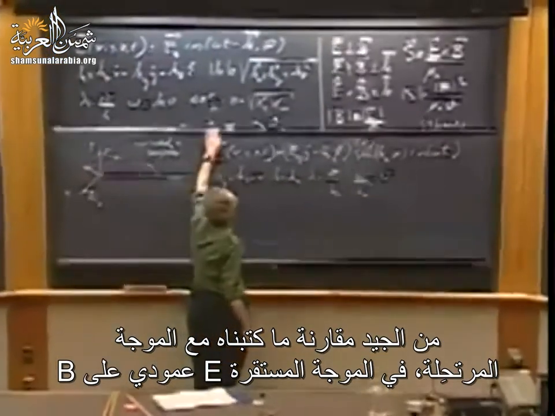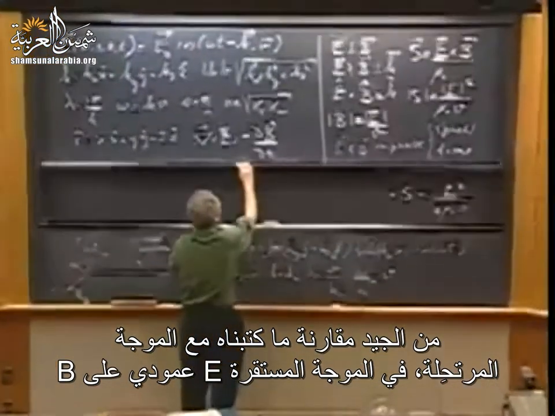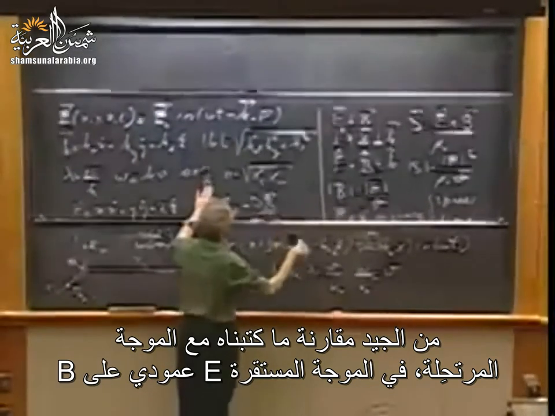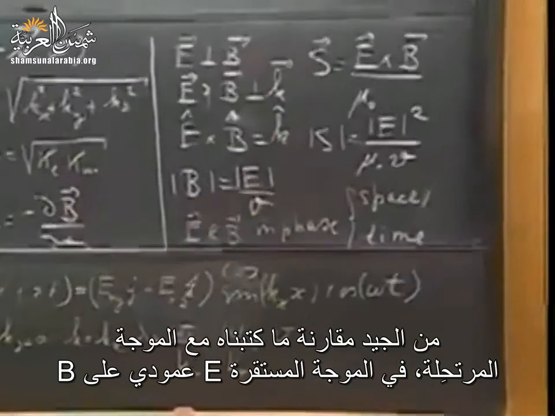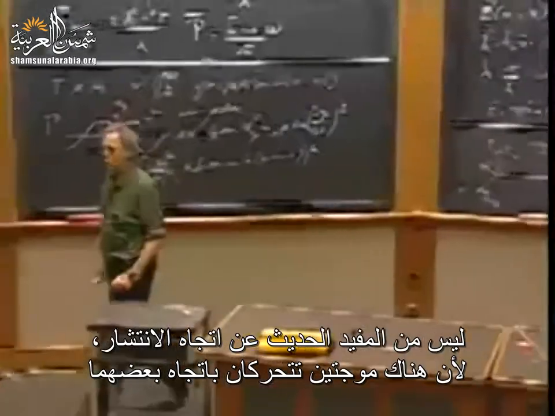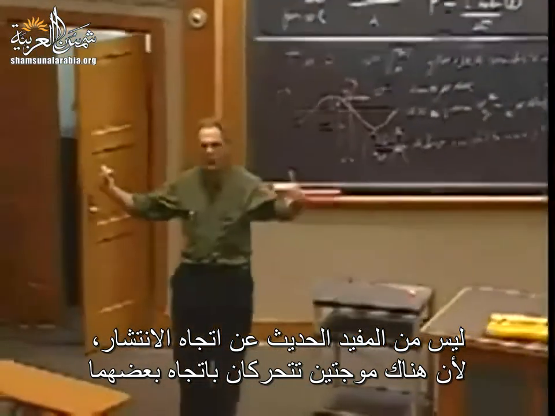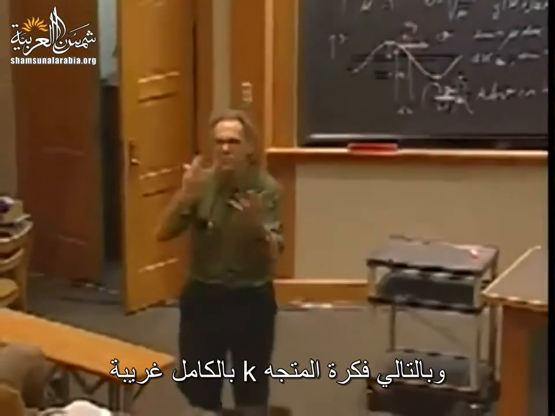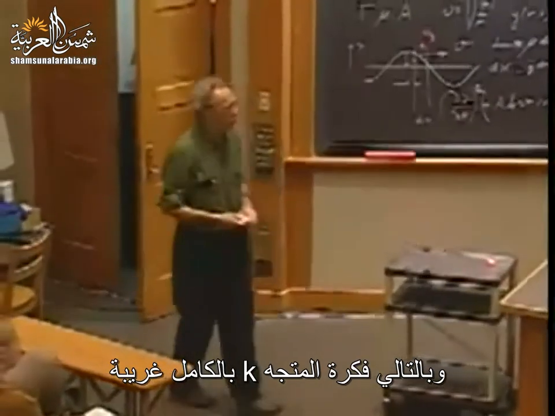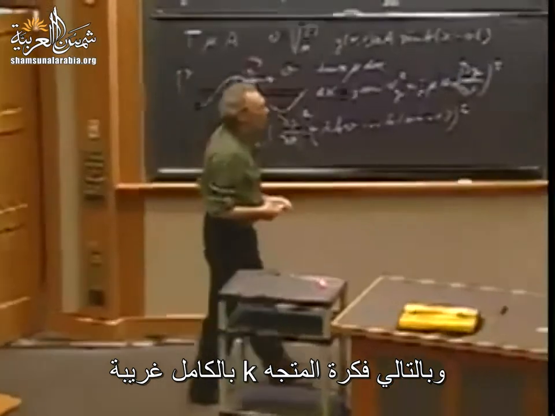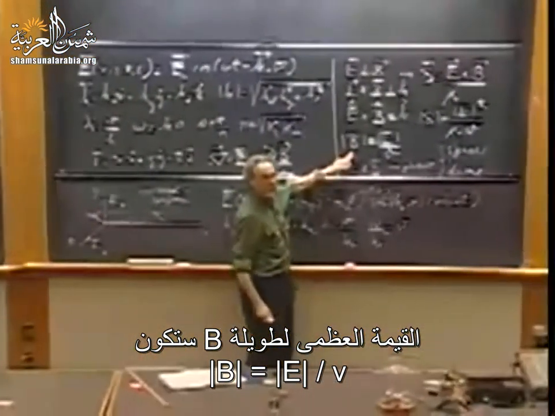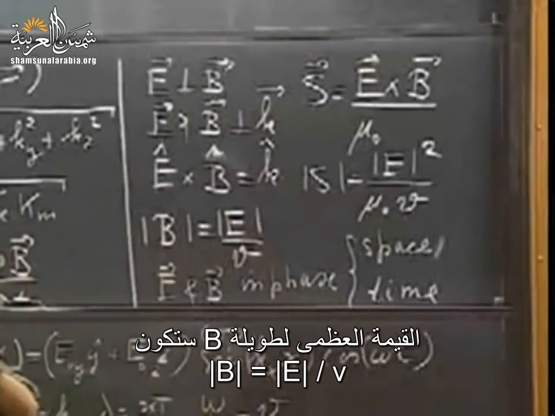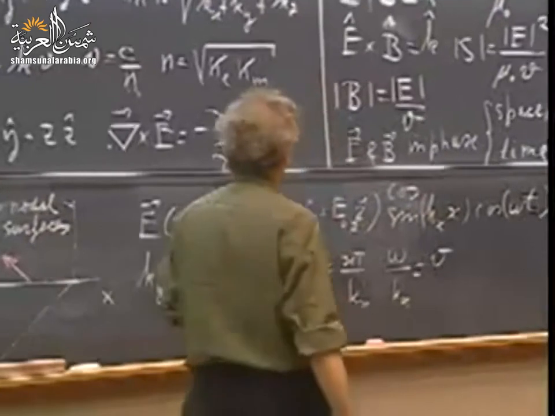Now it's interesting to compare our list with the traveling wave. Again, with the standing wave, E is perpendicular to B. It is not too useful to talk about direction of propagation, because there are really two waves going through each other, so the whole idea of k vector is a little bit bizarre. B, however, the magnitude of B, the maximum value, will be E divided by V. The maximum possible value of B is E divided by V.